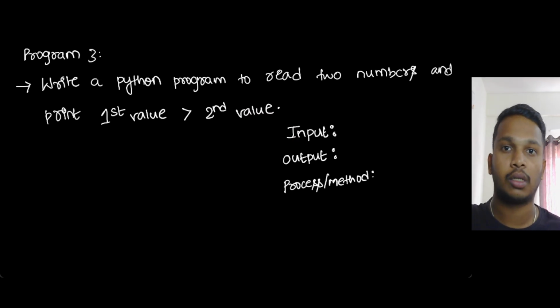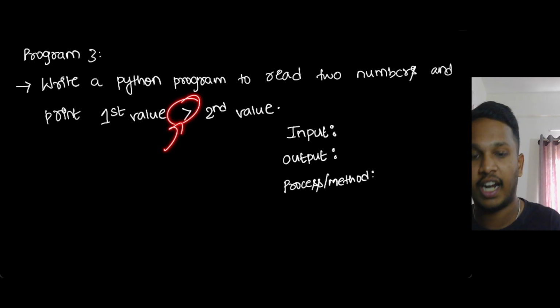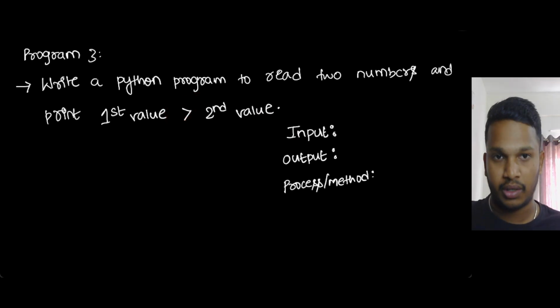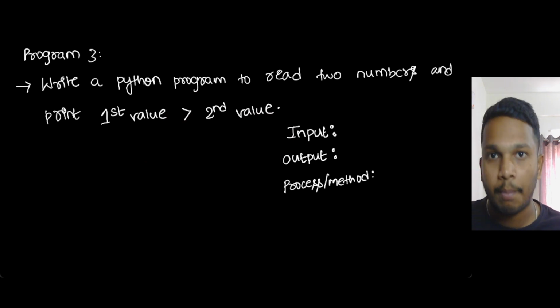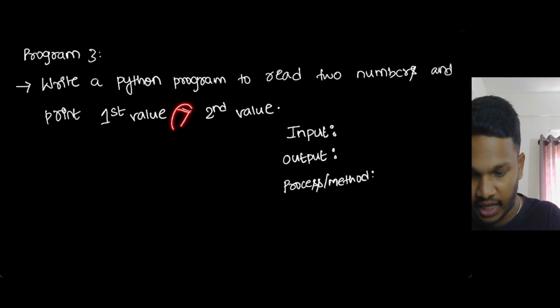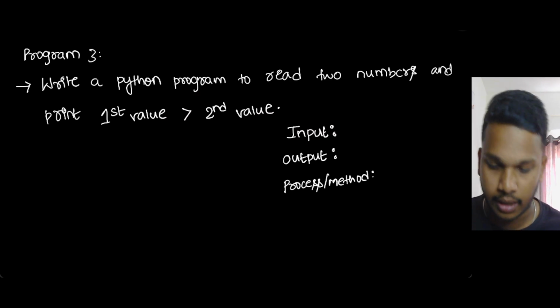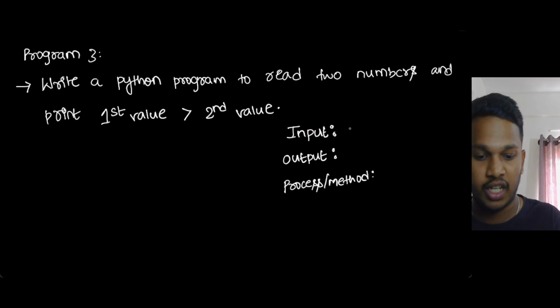What is the input? Two numbers. What is the output? True or false. And what is the method? How will you tell whether the first value is greater than the second value or not? For this, we have a comparison operator. The name of the operator is greater than. Clear?